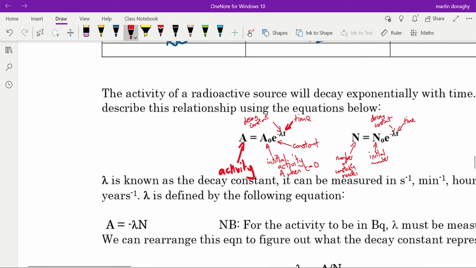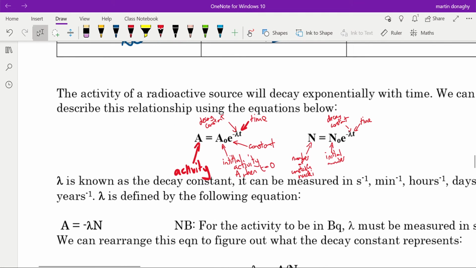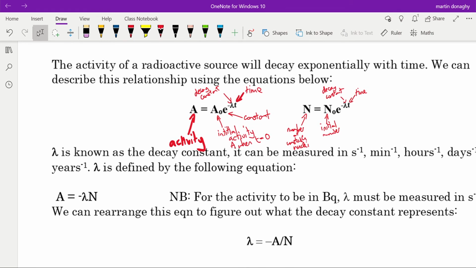Now, if we look more carefully at this decay constant, we use the letter lambda. It's the same symbol we use for wavelength. They're totally different things. We just use the same symbol to denote them. It can be measured in per second, per minute, per hour, per day, and it depends really on how long the half-life of the isotope is. It's probably easiest to stick with seconds, but not always, and we'll show you examples of that in a little second.